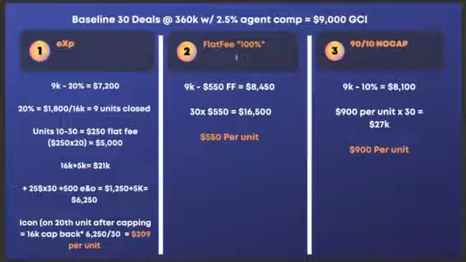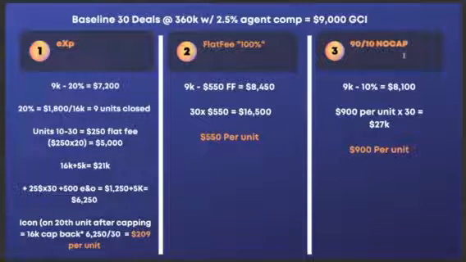Now let's move over to the flat fee. 100% of the commission is what you're getting. We take the same $9,000 GCI, we subtract our $550 flat fee. That's going to give us a net of $8,450. That beats our $7,200 net at eXp. But now we have to take those 30 units by 550, and because there is no Icon and no cap, you're at 100%, the total cost of doing business is $16,500, and of course, it's $550 per unit on the same 30 deals.